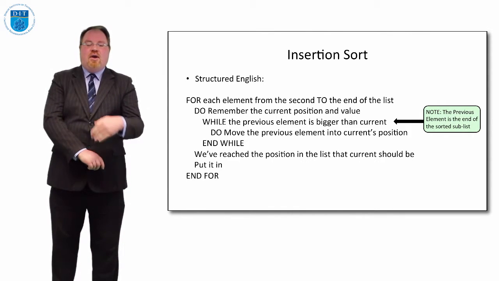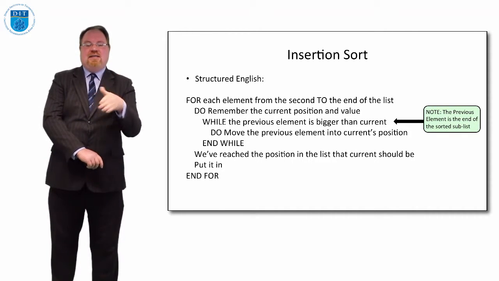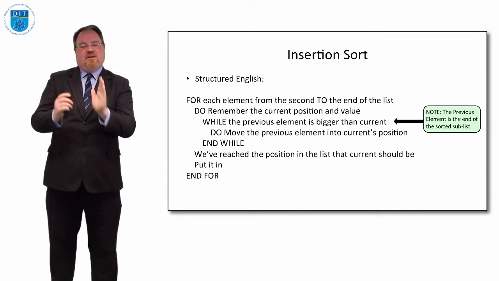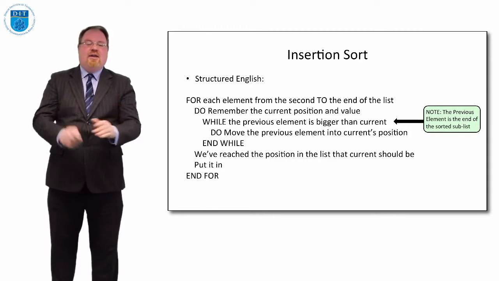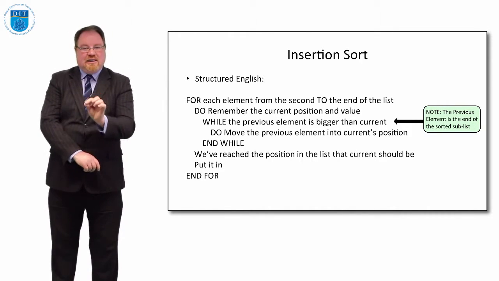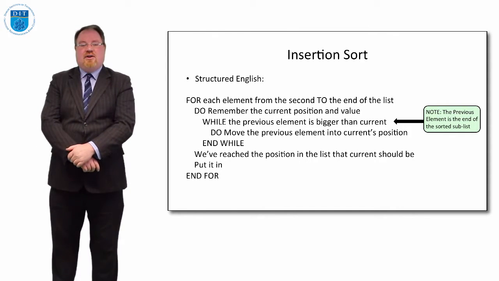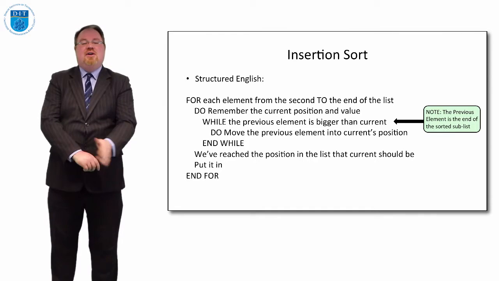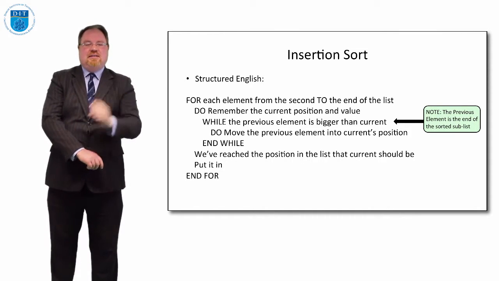Then, assuming that the previous element is bigger than the current element, let's loop around, and while that is the case, move the previous element into the current position. As we saw, that's our insertion sort move. And then when we've reached the position in the list where current should be, we put it in there. So we keep shifting across until we've got the current value in the position it should be in. We keep doing that in a for loop for the second to the end of the list.